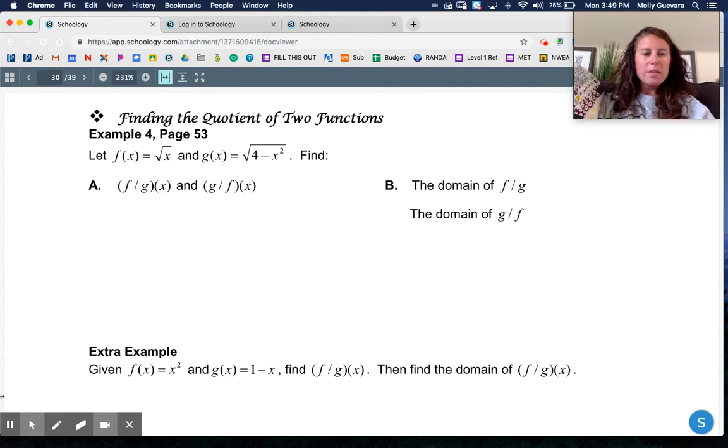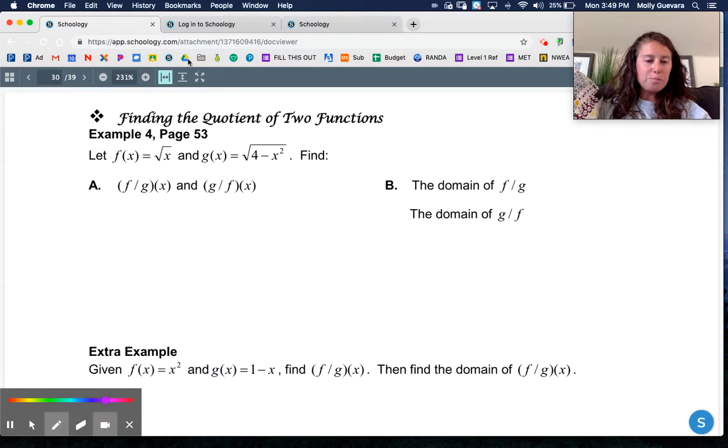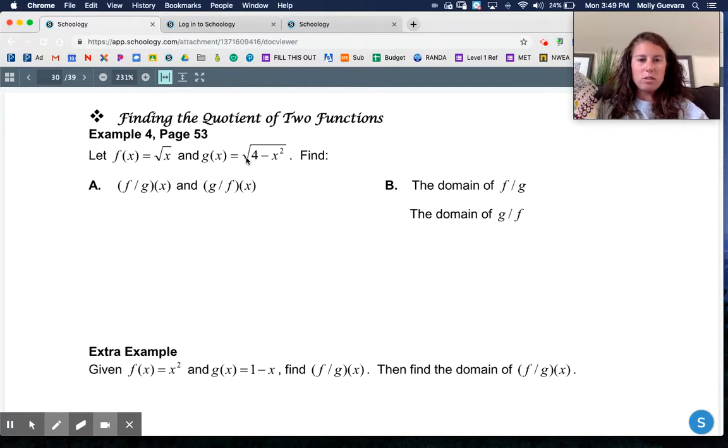Okay. We can't have 0 on the bottom of a fraction, so that's going to make a really big difference here, okay? So here in example 4, we have f of x equals the square root of x, and g of x equals the square root of 4 minus x squared. So the first thing they want us to do is find f divided by g of x.